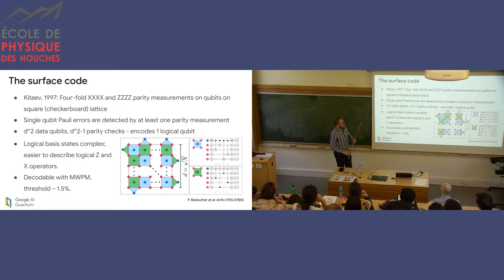No, so the threshold is the point at which going to a larger distance will decrease your logical error rate. So the threshold is the one that's distance independent. There's also a thing called a pseudo threshold, which is usually around a similar value, and the pseudo threshold is only defined between any pair of distances. The threshold is the pseudo threshold as D goes to infinity. But they're all quite close to each other. It also really depends on the type of error model that you're using.